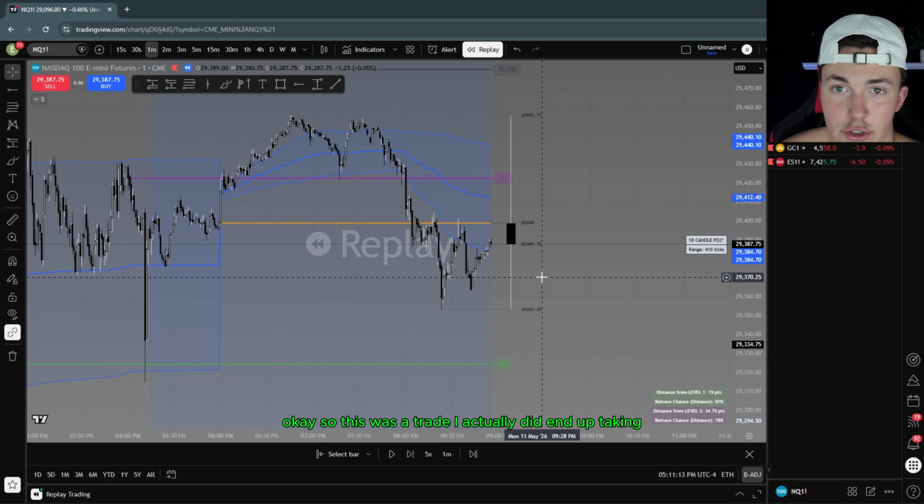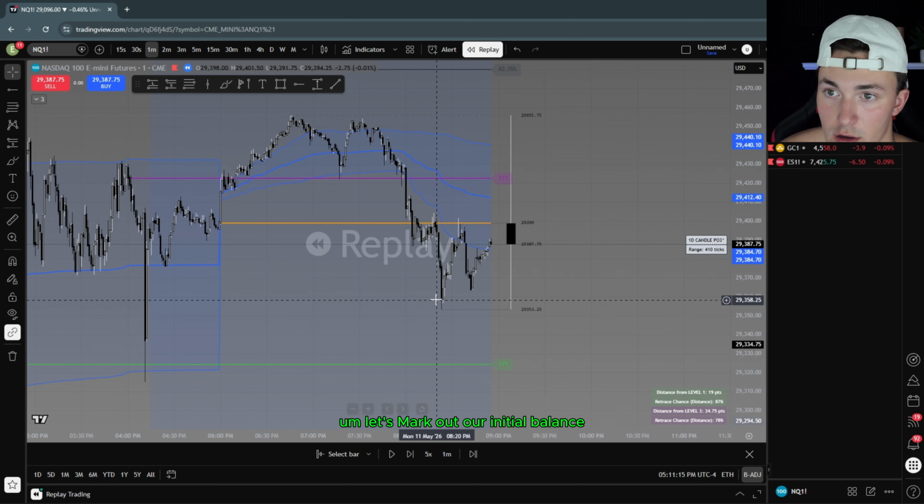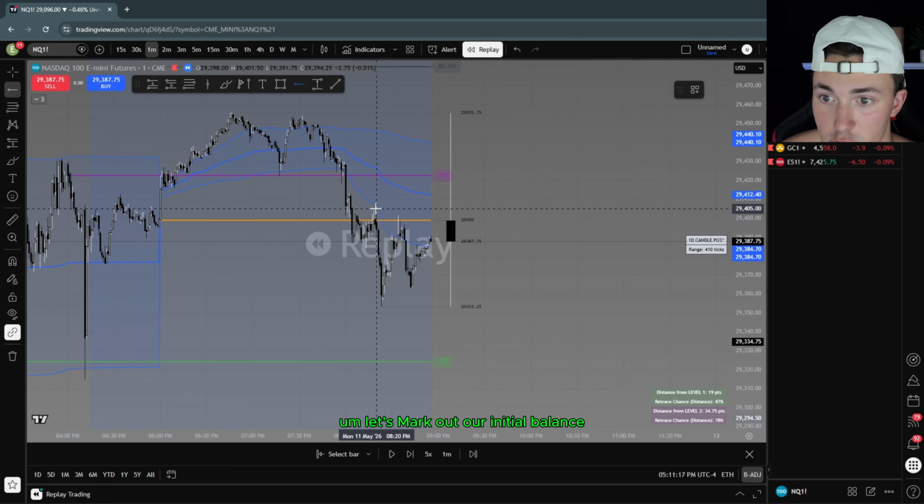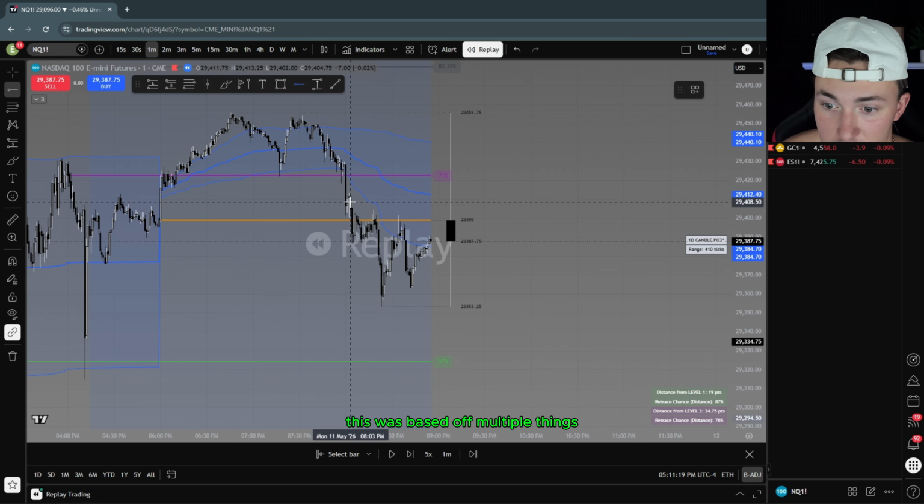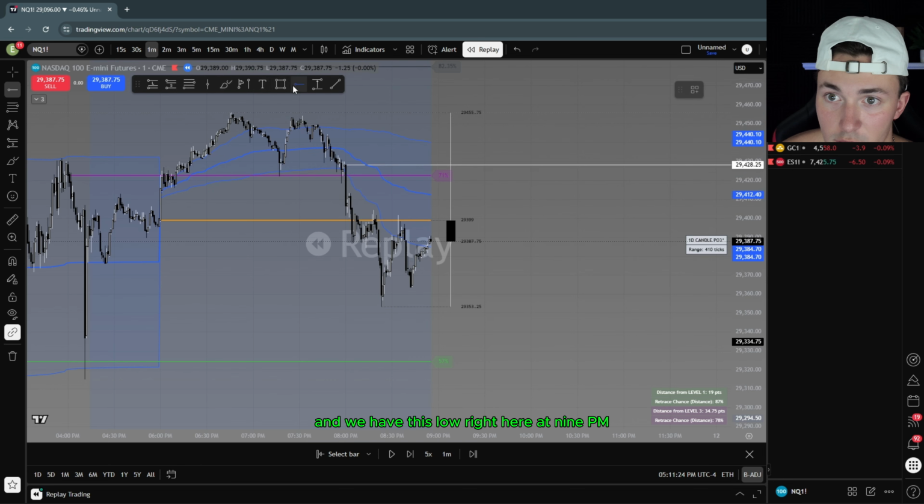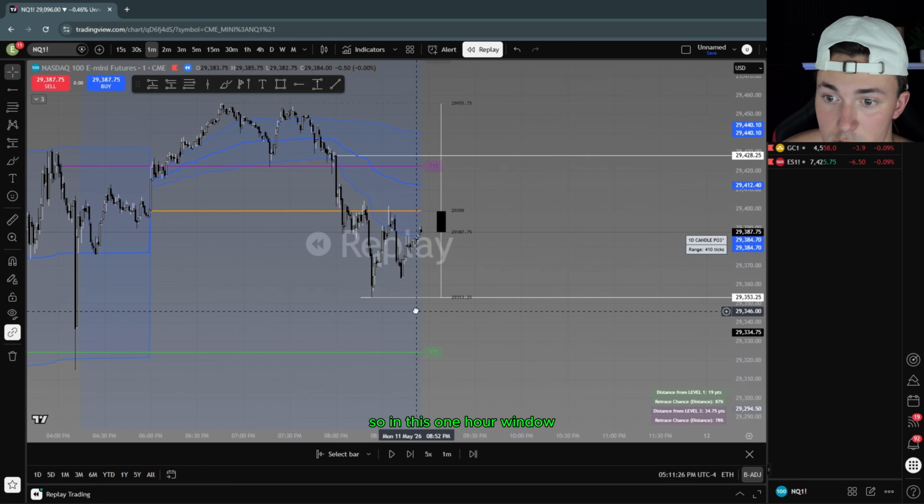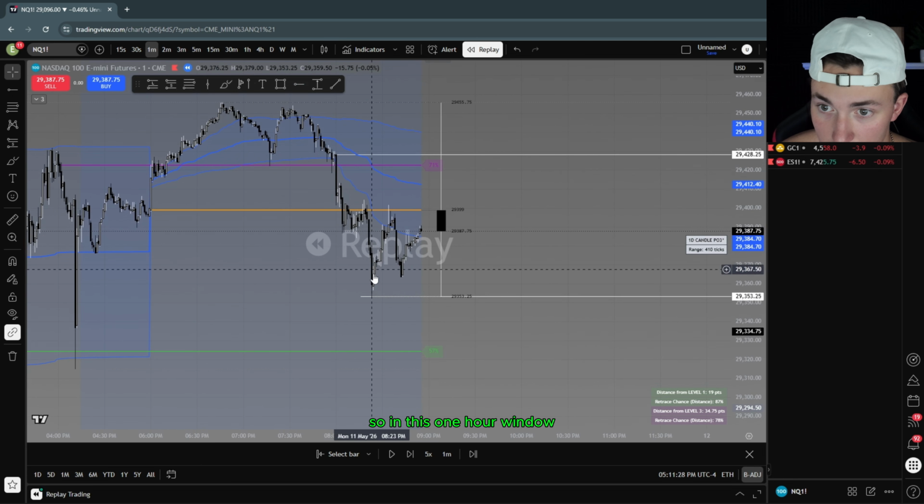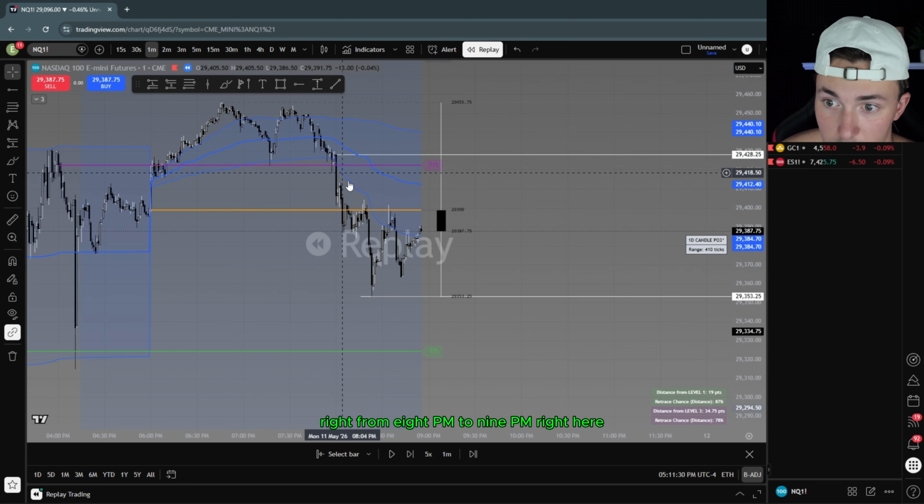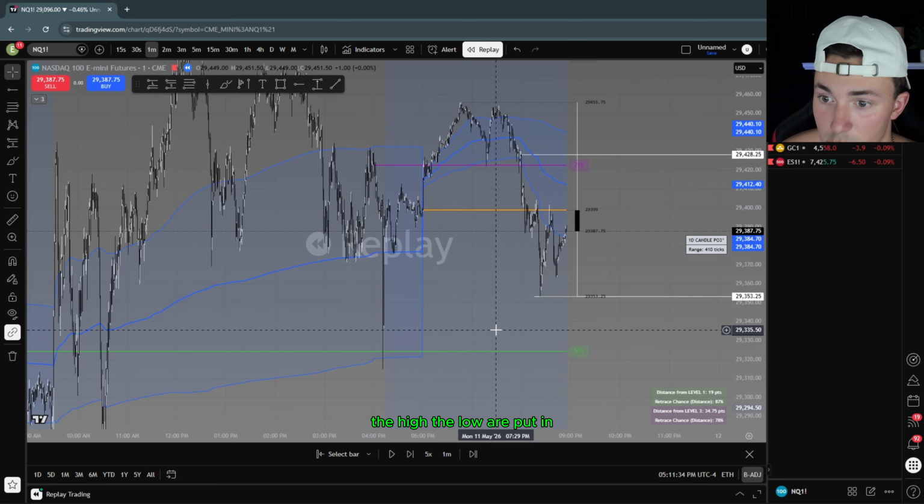Okay, so this was a trade I actually did end up taking. Let's mark out our initial balance. This was based off multiple things, and I'll explain that in a second. So we have this high right here at 8 p.m. and we have this low right here at 9 p.m. So in this 1 hour window, from 8 p.m. to 9 p.m., the high and the low are put in, okay?